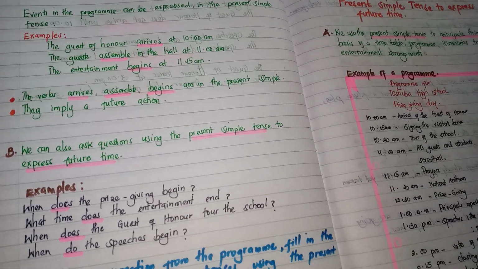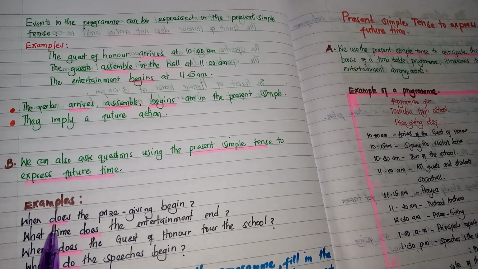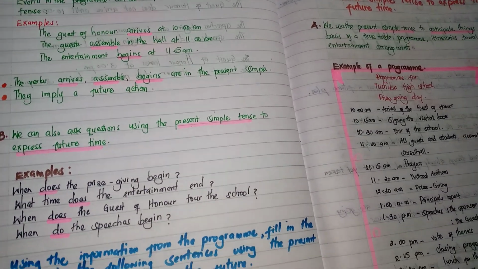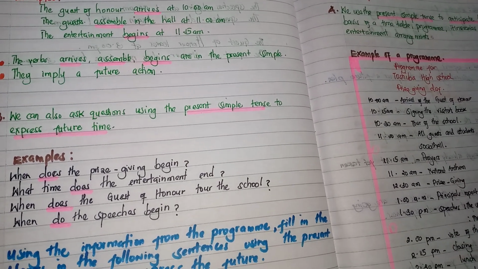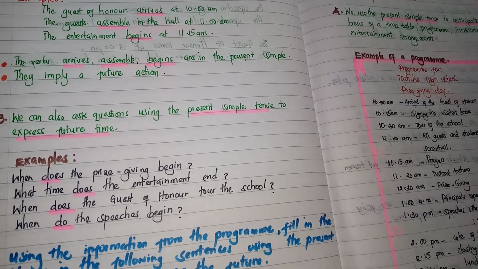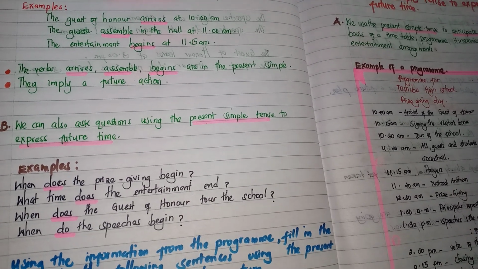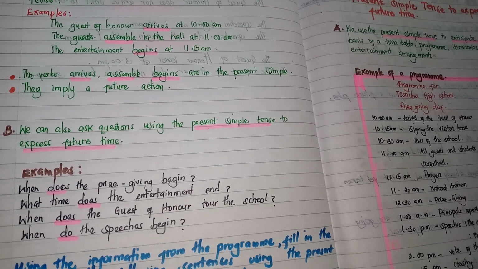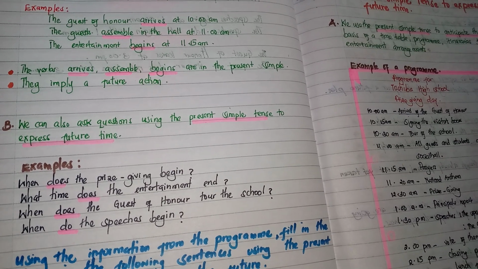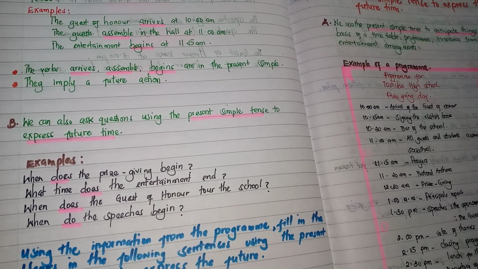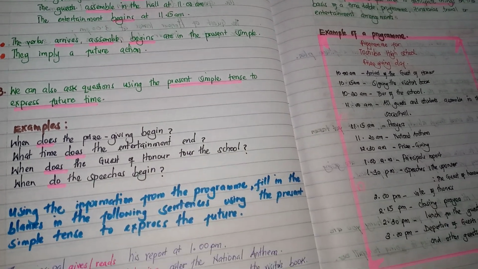Now, here we have asked a question by use of does to express the future time. What time does the entertainment end? Does again has been used in asking a question to express future time. When does the guest of honor tour the school? When do the speeches begin? To express future time.